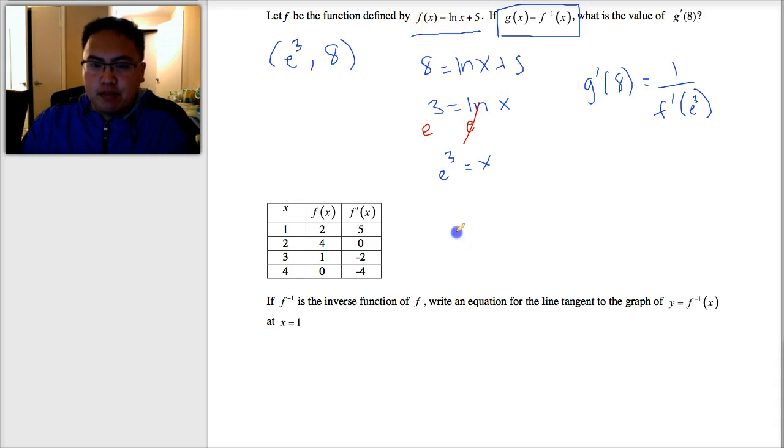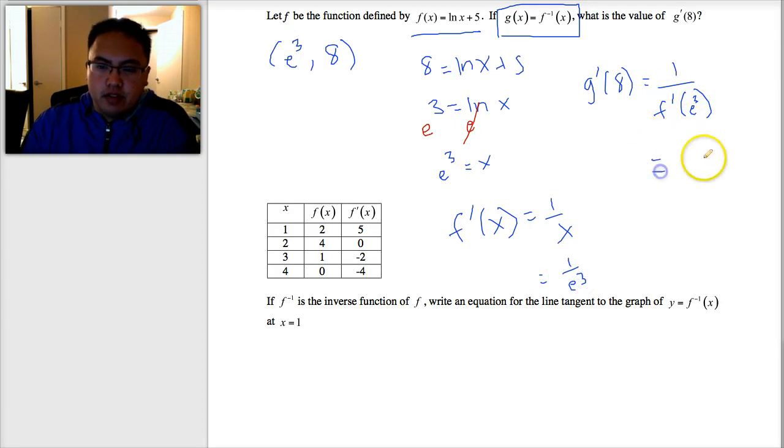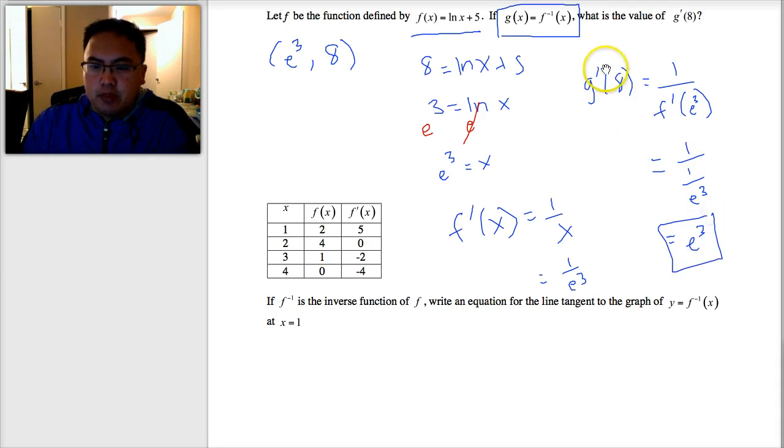Okay. f prime of x is equal to the derivative of ln x, 1 over x, and the derivative of 5 is just 0. So the derivative is just 1 over x. If I want f prime of e to the third, I will plug in e to the third. So the answer is just 1 over e to the third. Now, when I plug this in, the answer is 1 over 1 over e to the third, which simplified and cleaner is just e to the third. So that is g prime of 8.